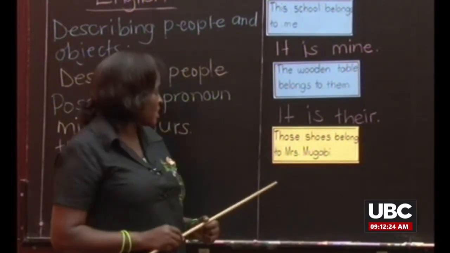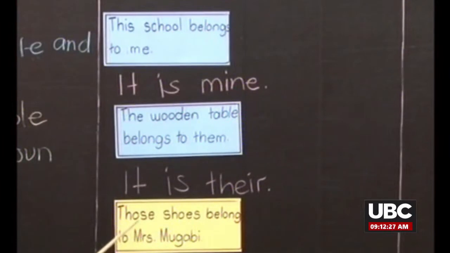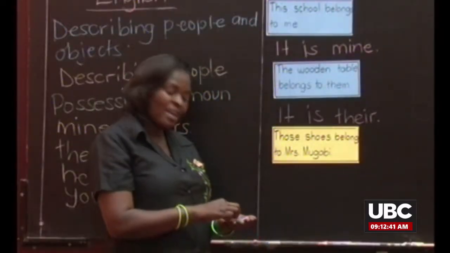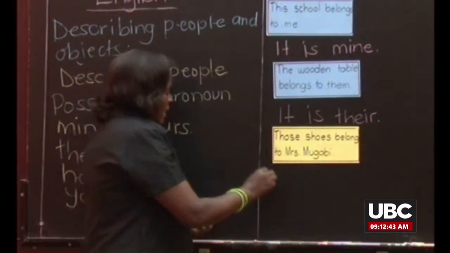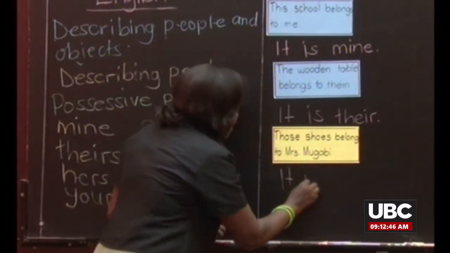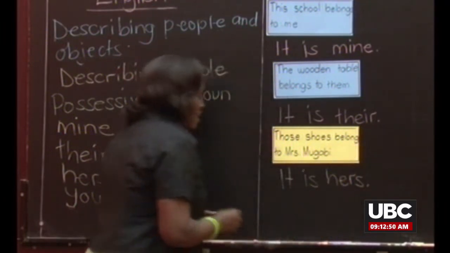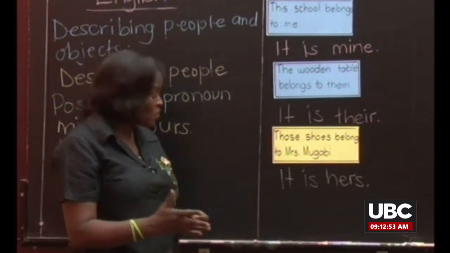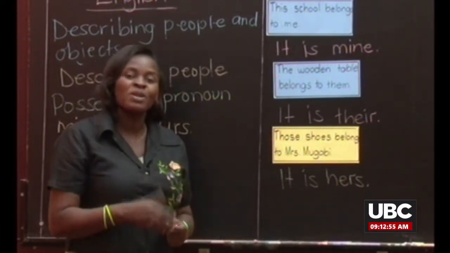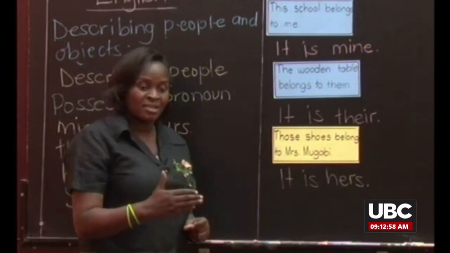Then we got our next sentence. We said, those shoes belong to Mrs. Mugabe, which means maybe she's the one who bought those shoes. And then, with our possessive pronoun, we're supposed to get the answer, and we say, it is hers. It is hers. That's what you're supposed to say. Because the shoes belong to Mrs. Mugabe, so it is hers.